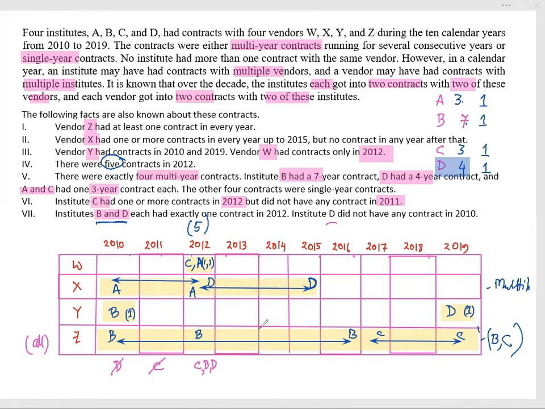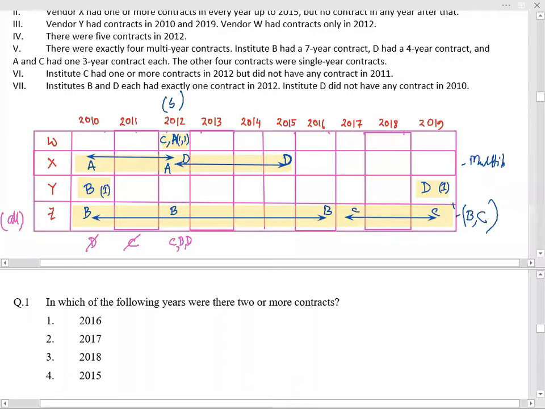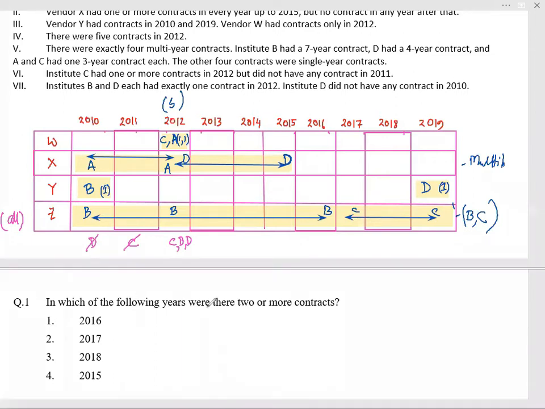Now we will go for our questions. Let us get into our first question. In which of the following years were there two or more contracts? Two or more contracts. 2016 was a single contract, 17, 18, all single contracts. 2015, I can see two contracts. So year 2015 would be my answer for the first one.